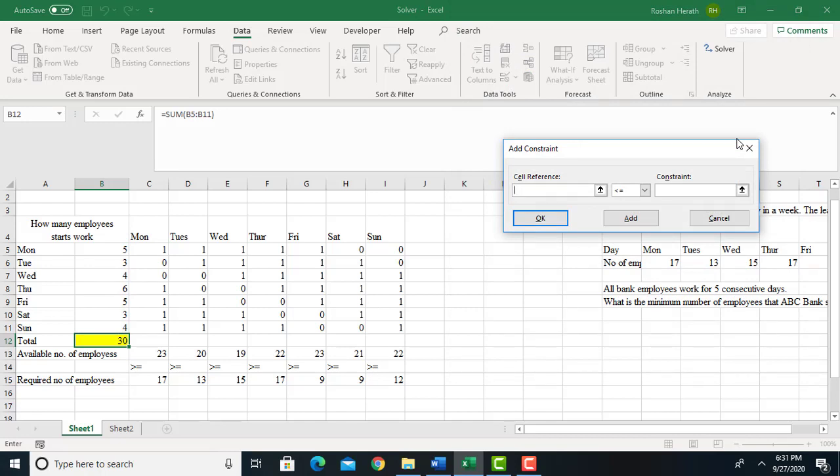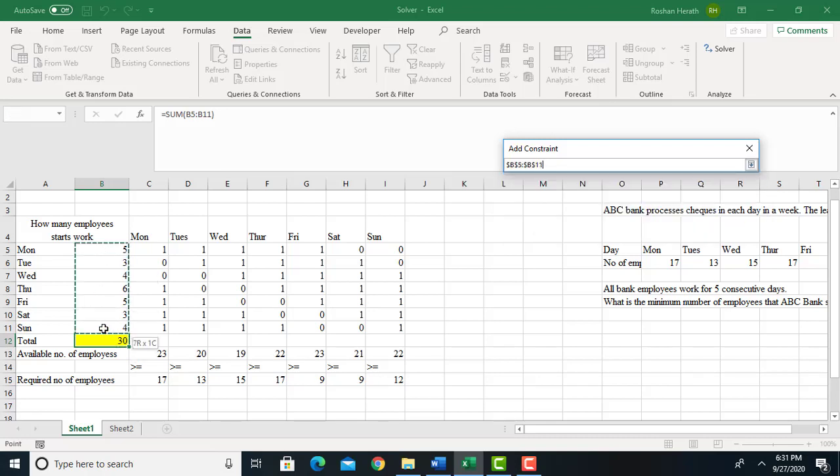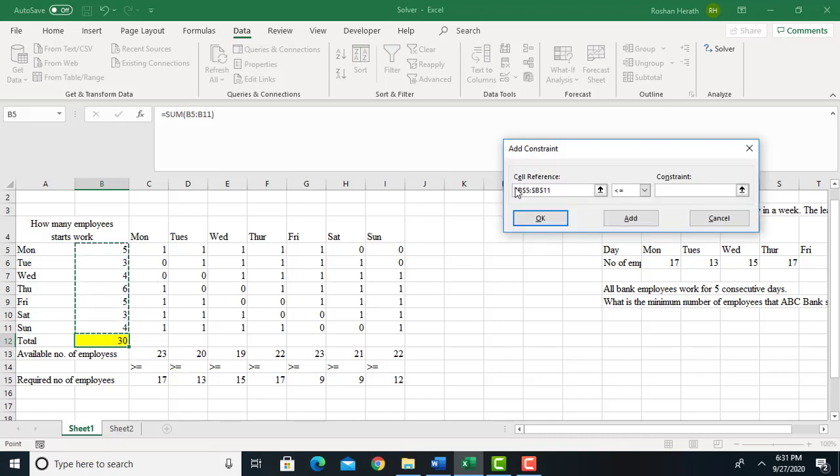Now you may come to the constraints, starting with Add. The first constraint: you need to know these employees, there can't be fractions. The completed units have to be there. So therefore, these changing cells need to be integers. Those have to be integers. So that is something you ensure.